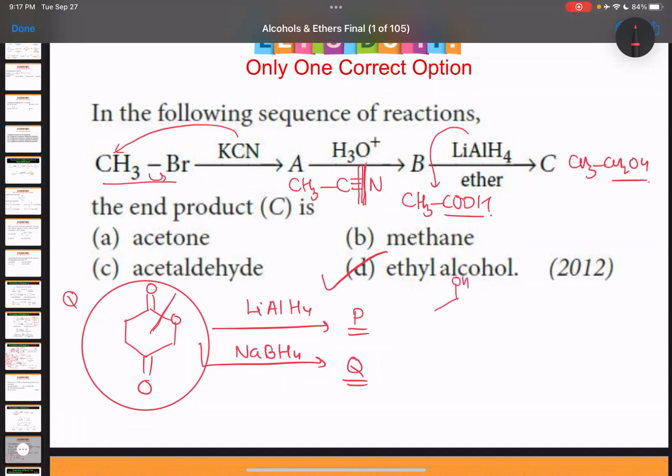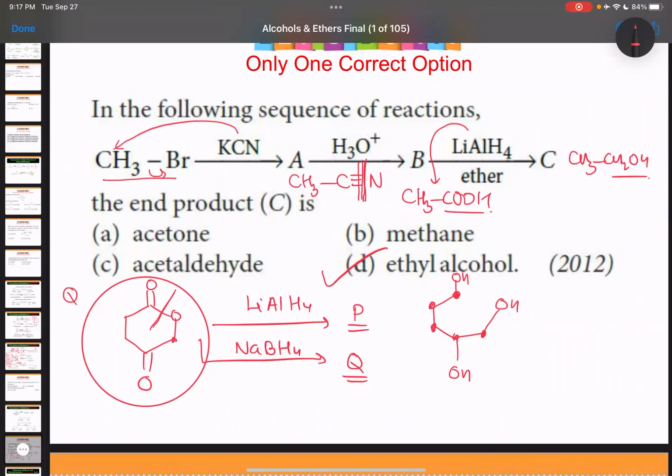So then this will change to OH, straight chain structure. This is OH, and this is CH2 and this is also OH. Is it clear? So 1, 2, 3, 4, and 5. So pentane-1,2,5-triol. Is it clear? Yes, sir.